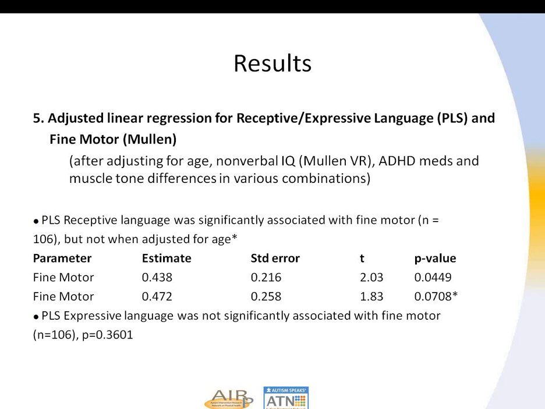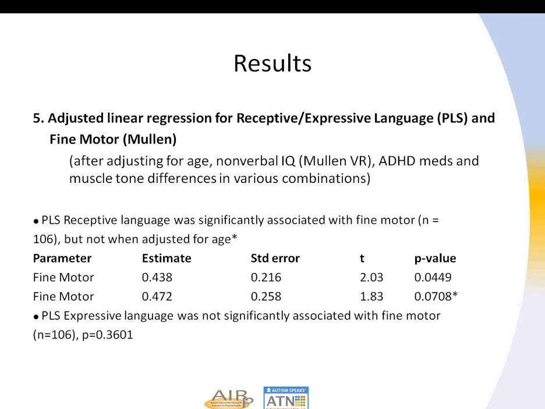And this time we chose the PLS, receptive and expressive. And once again, it was a bit of a fishing expedition just because we had to maximize our N. We chose the same variables to control for: age, nonverbal IQ, meds, and muscle tone, trying various combinations. And what we found was that once again, the receptive was associated with fine motor using PLS, but not when adjusted for age. The expressive language, however, was not associated with fine motor.